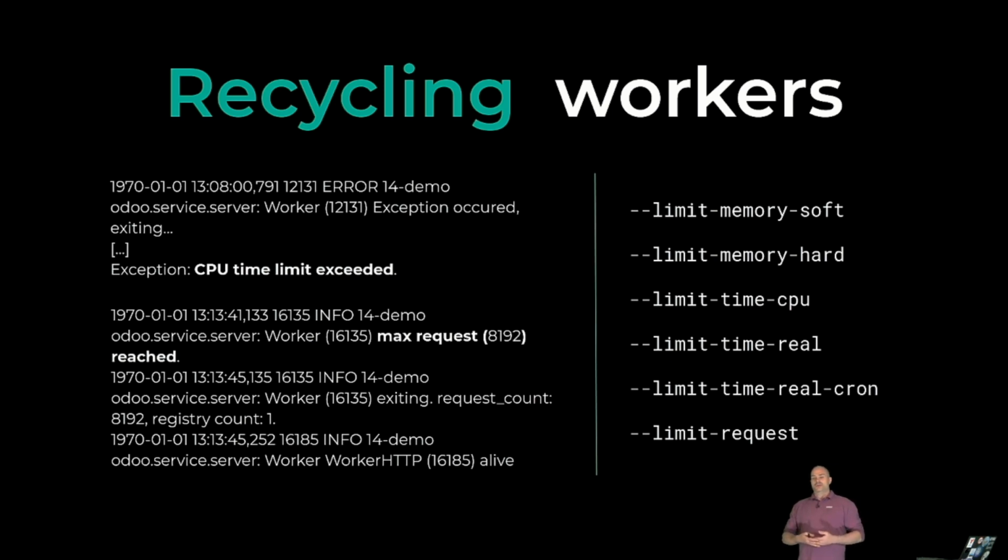The difference is that limit time real is some type of whole time consumption, and the limit time CPU is only the CPU used by Python itself. For cron, you have a different limit to avoid having a too high limit due to cron. A number of requests is also a limit. Here you have an example. After 8,000 requests, the worker is recycled.